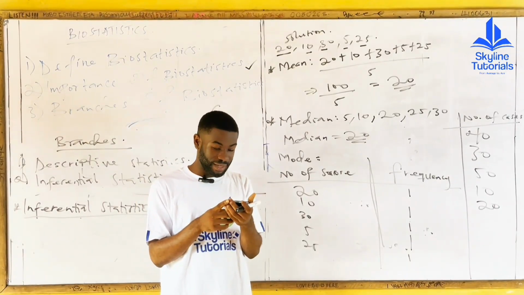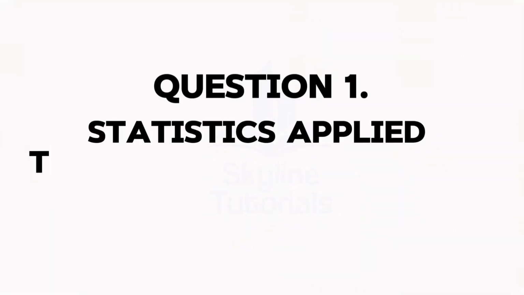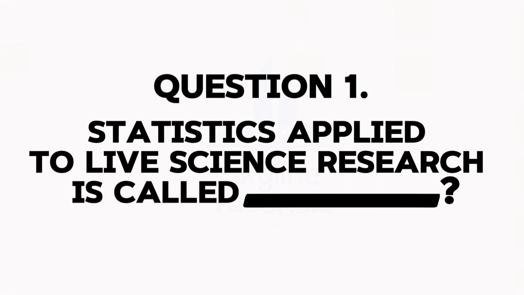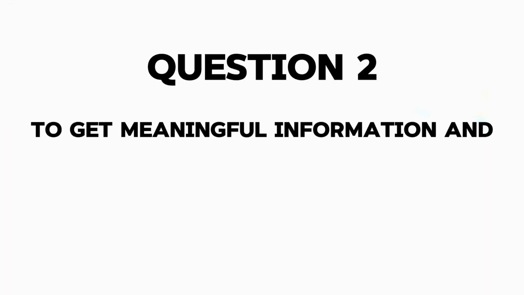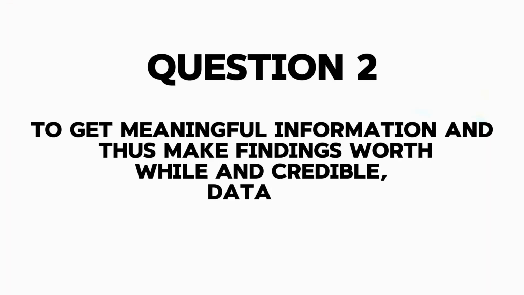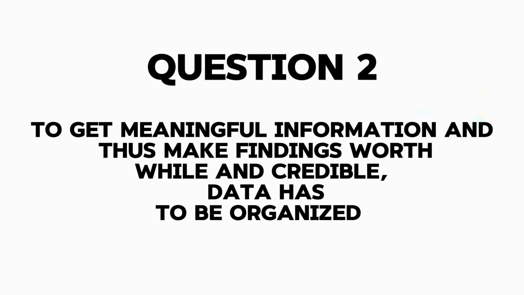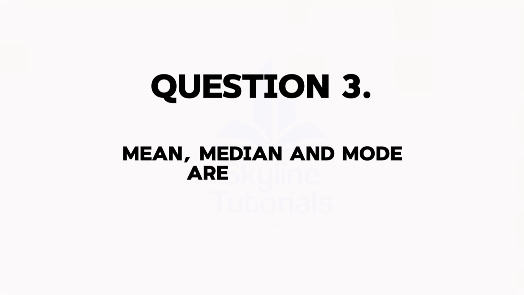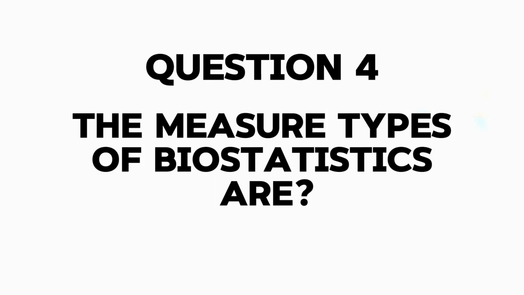The first question: statistics applied to life science research is called dash. Please, they are subjective questions, so you leave the comments there. Number two, to get meaningful information and thus make findings worthwhile and credible, data has to be organized dash, dash, and dash. Number three, mean, median, and mode are measures of dash. Number four, the major types of biostatistics are dash.